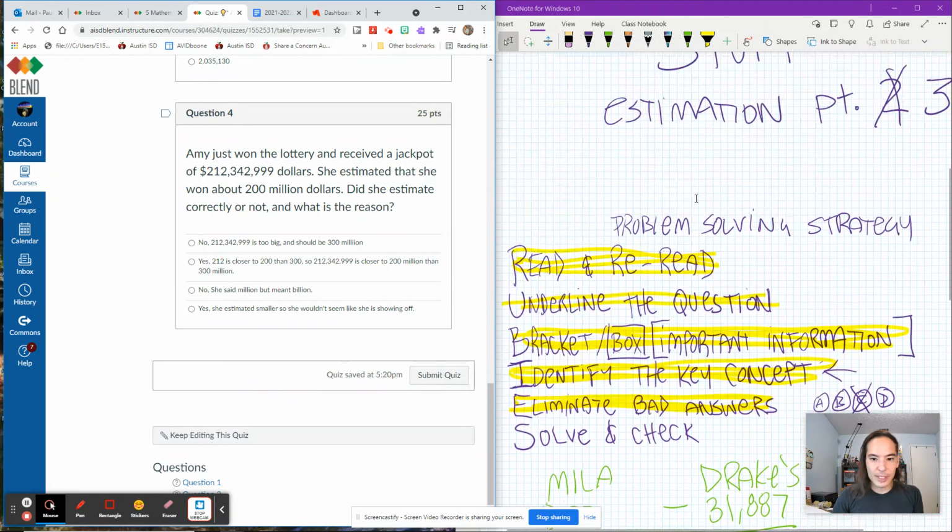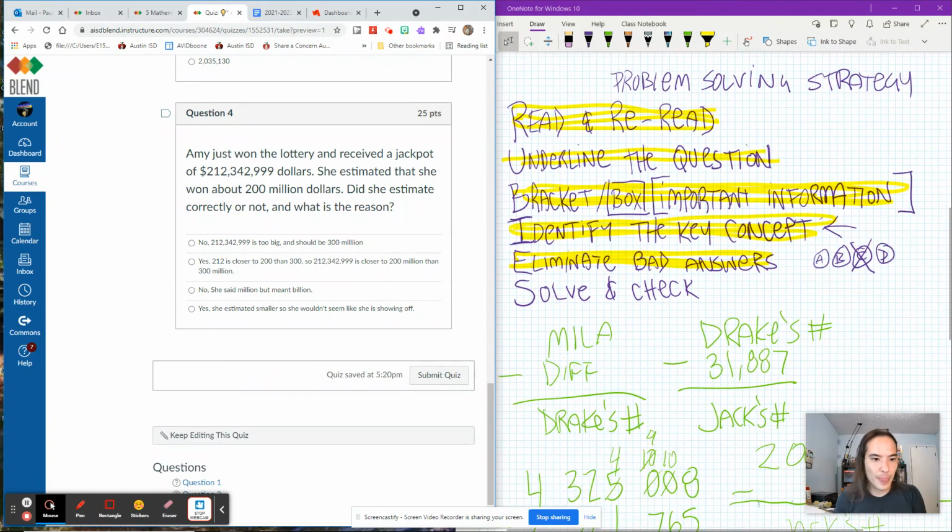All right, so let's look back at Ruby's. All right, Amy just won the lottery. Congratulations. And received a jackpot of $212,342,999. She estimated that she won about $200 million. Did she estimate correctly or not? And what is the reason?